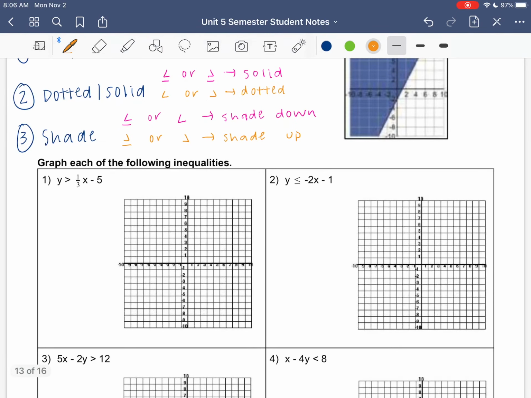For number one, I see y is greater than 1/3 x minus 5. So this one is essentially in slope-intercept form with the y on the left and then everything else on the right. So just like when we were graphing linear equations, the first thing we're going to identify is our y-intercept. So my y-intercept here is -5. So I'm going to put my y-intercept down at -5. And my slope is 1/3.